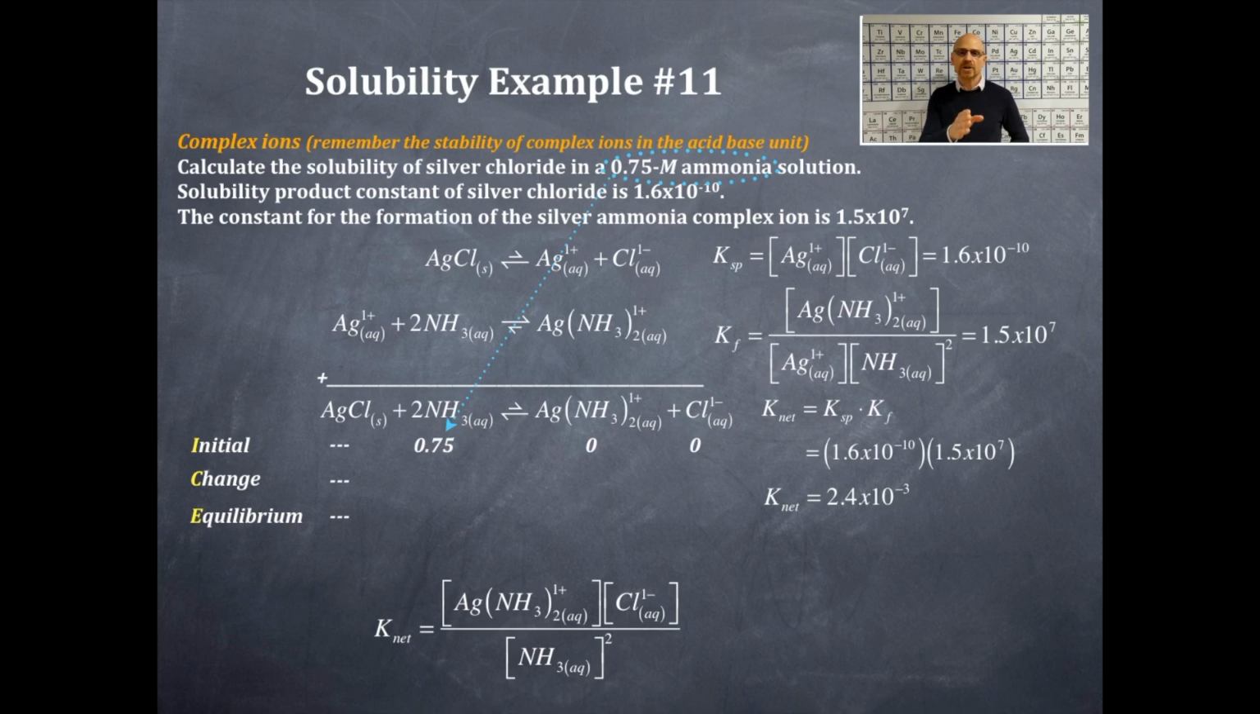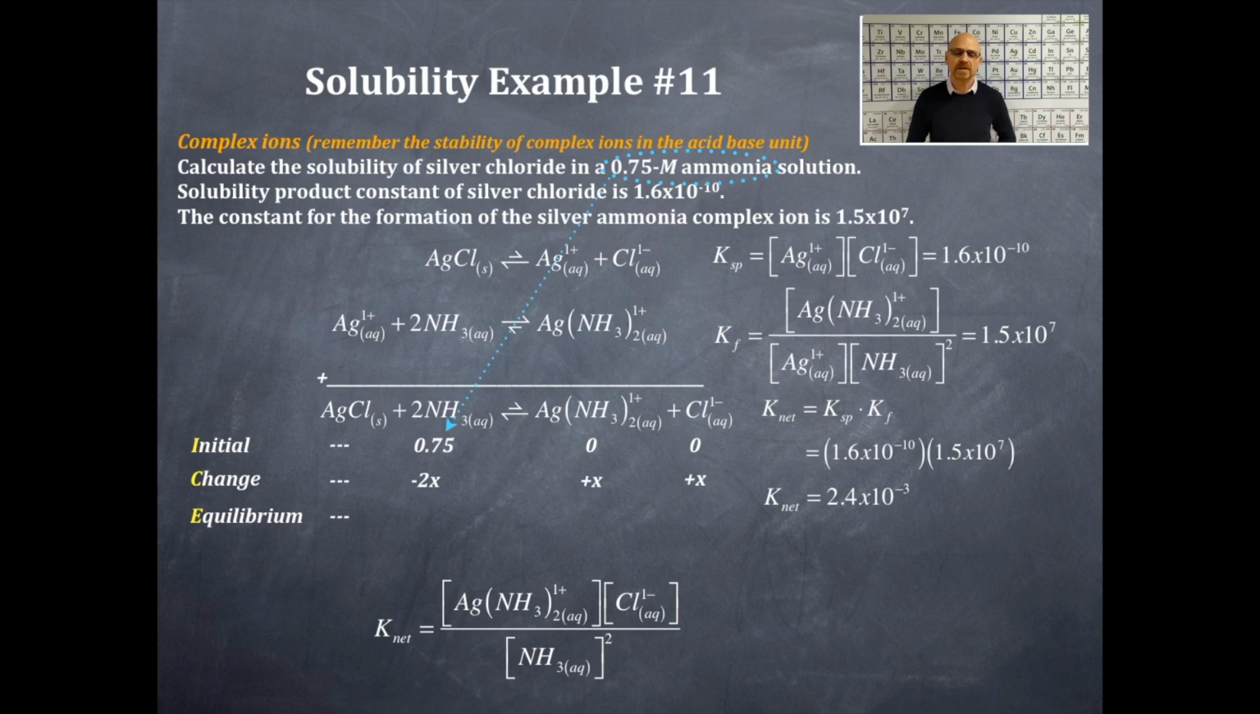And you notice that there's that 2 coefficient in front of the ammonia, so I need to account for that. Also, it's on the reactant side, so I need to account for that, and that's why it's a minus 2x. It's a minus because it's on the reactant side. It's a 2 because of the 2 stoichiometric coefficient. Now I'm going to get my products. That's going to be a plus 1x because it's a stoichiometric coefficient of 1, and a plus 1x here.